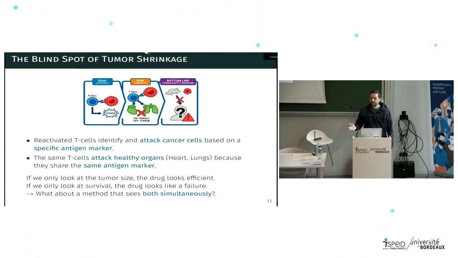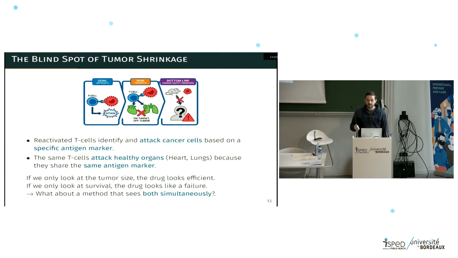And it works well. The treatment reduces tumor size. That's exactly what we want. The issue is this exact same marker is often also on healthy cells, lung cells, heart cells. So the treatment is very good at killing the tumors, but it also kills the host. So just looking at the tumors is not enough because you have good information about efficacy, but no information about toxicity. So if we only look at tumor size, the drug looks efficient in this case. But if we only look at survival, it looks like a failure.